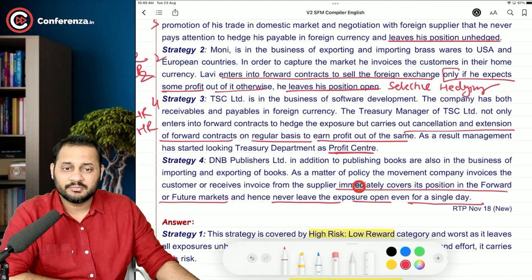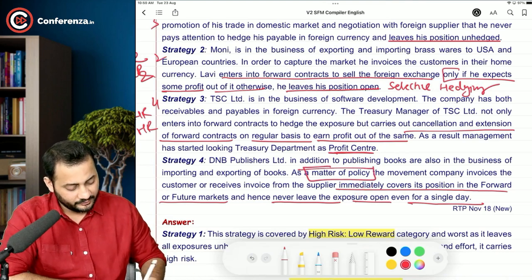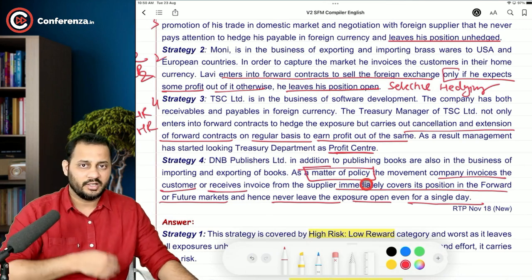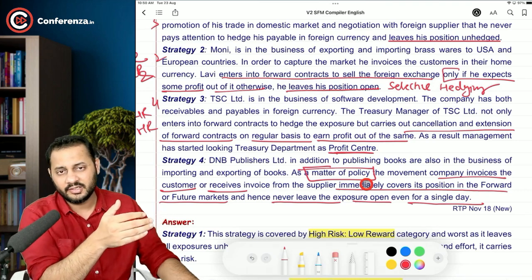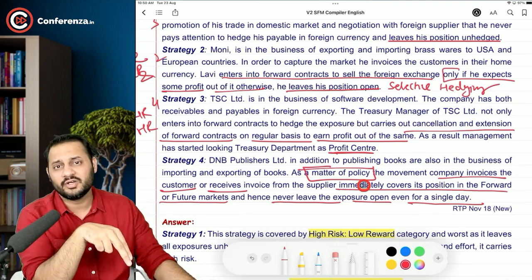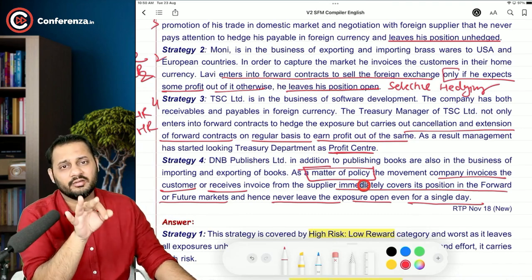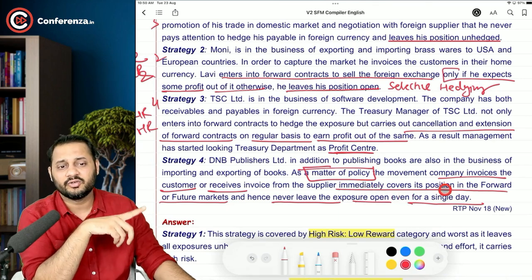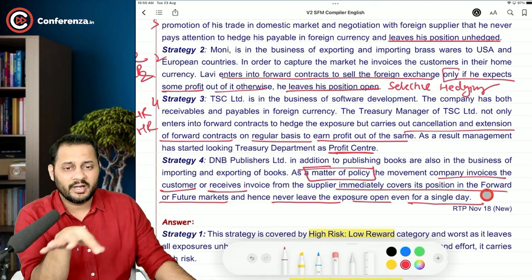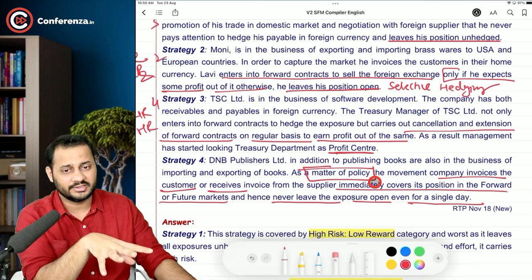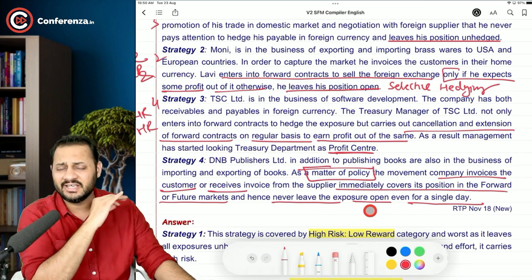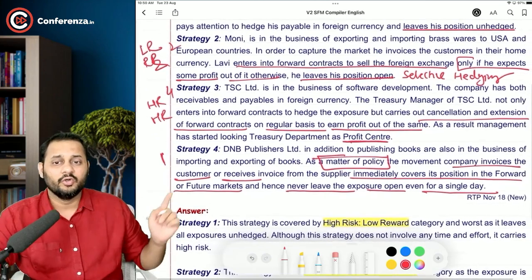What is happening? As a matter of policy, they have created a policy. Whenever the company creates an invoice for the customer, or receives an invoice from the supplier, the moment you receive or create an invoice, you enter into the forward or futures market to hedge those transactions. So you are automatically hedging all the transactions. That's your policy, and you are not leaving the exposure open even for a single day. That means you are not taking any kind of risk. This is strategy number 1, low risk, low reward.